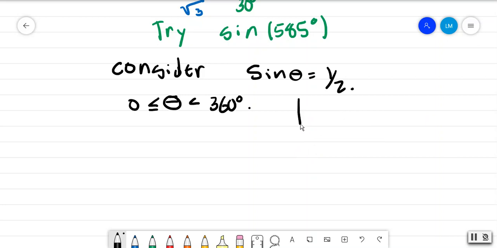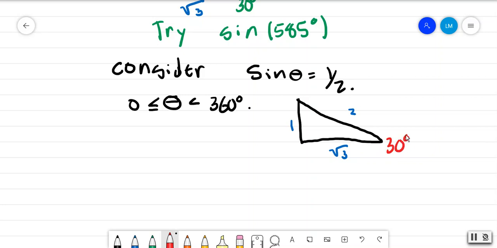Okay, so which one gave us 1/2 for our sine function? Let's just leave it like that. So we have 1, we have root 3, and then we have 2. Now, remember that the definition of sine is opposite over hypotenuse, which means that the opposite was 1, the hypotenuse was 2. So in that case, that meant that the angle measure was 30 degrees.